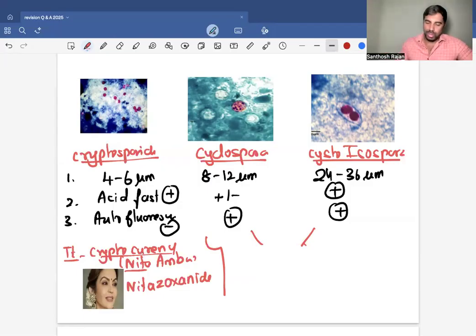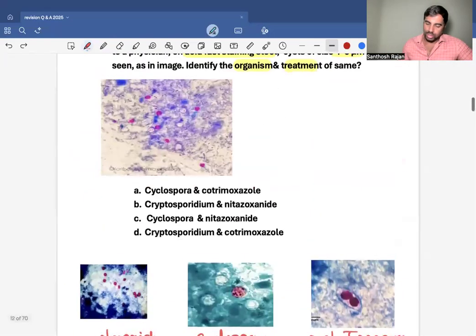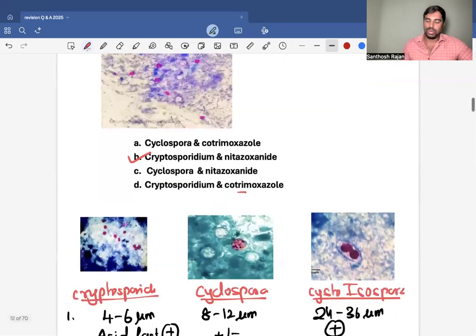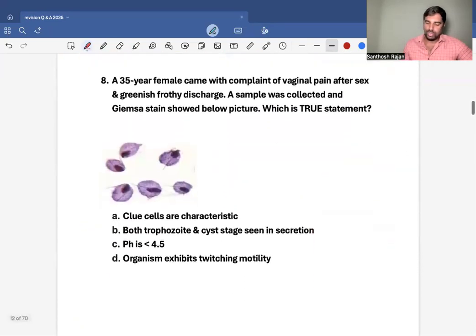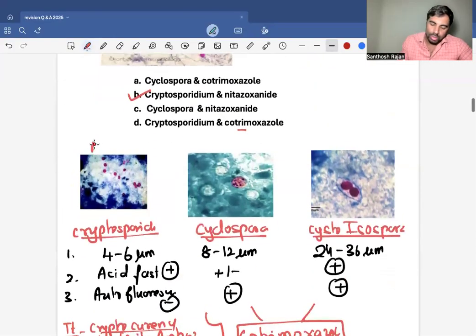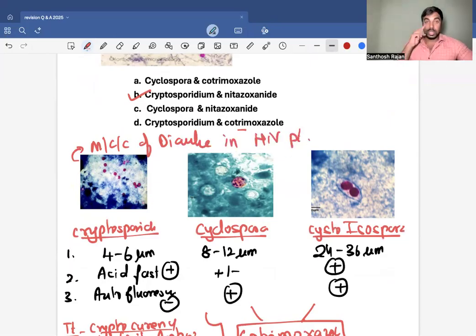Very simple. So based on this, now you can go to the options. The size is 4 to 6, directly given, so it is Cryptosporidium, number one. Number two, drug: Crypto means cryptocurrency, Nita Ambani, nitazoxanide. So my option is 2, Cryptosporidium and nitazoxanide. We give nitazoxanide syrup to children if it's a child. You should also know that Crypto is the most common cause of diarrhea in HIV patients. This is the important point you should know.